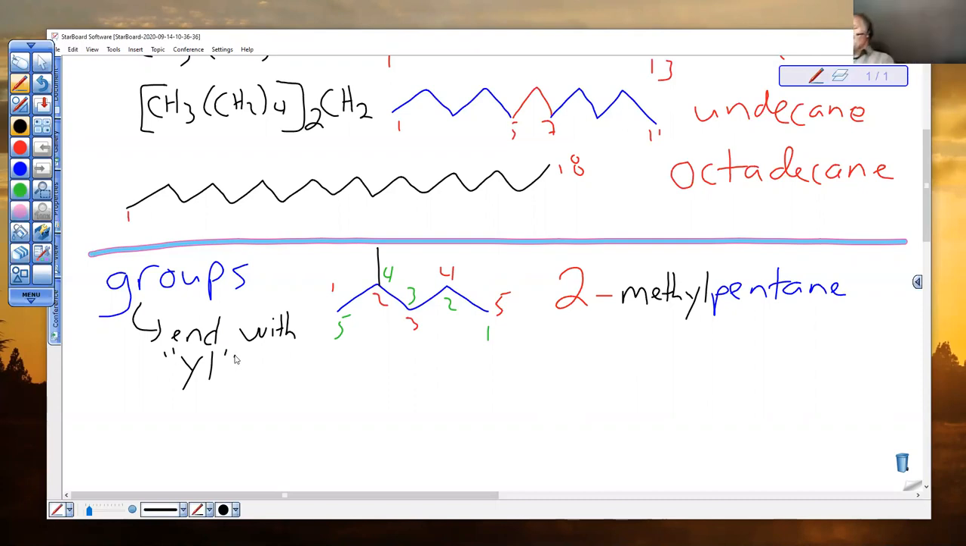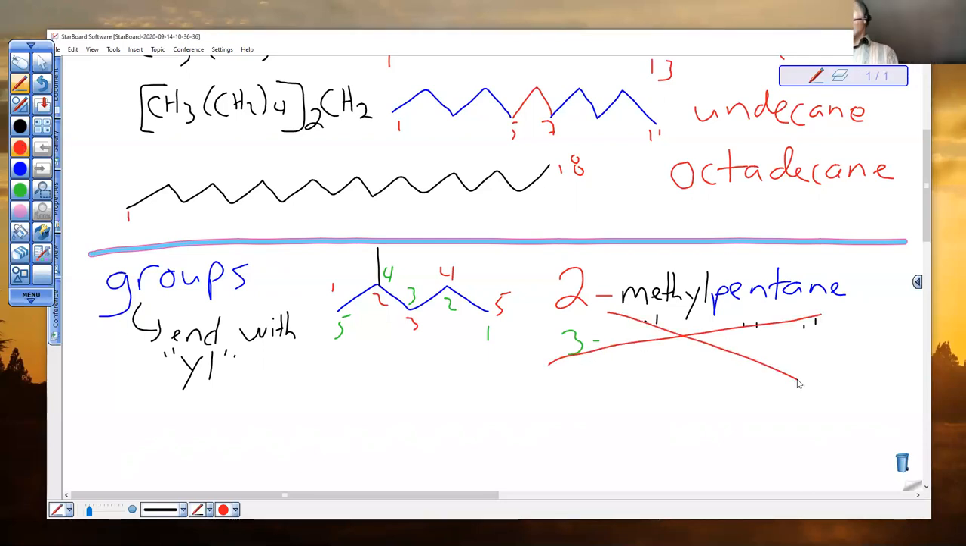So in effect, we just learned the name of 20 groups. Methyl, ethyl, propyl, butyl. Just change the ANE end to a YL. And the green naming is not as good, so I'm going to cross it off. 3-methyl pentane would be the name. And there's a rule why that one's no good.